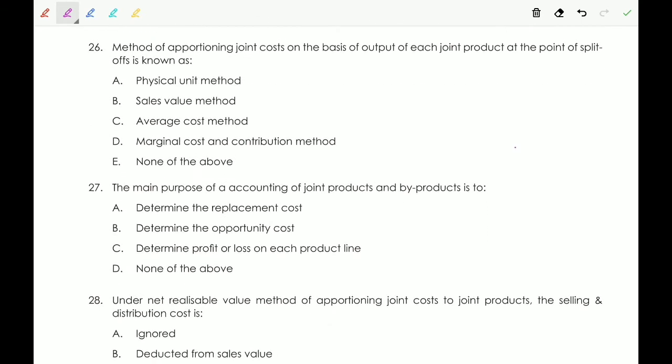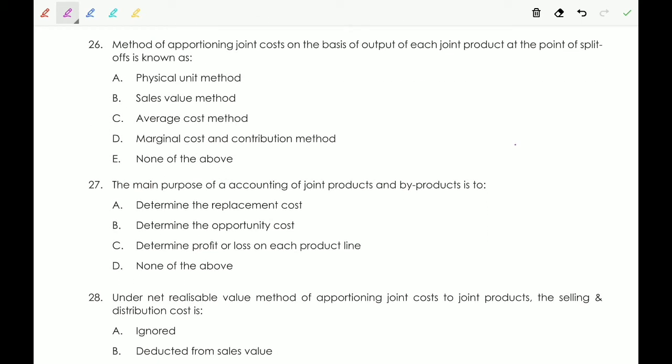Next 26. Method of apportioning joint cost on the basis of output of each joint product at the point of split off. So at the split off point, what is the term? Method of apportioning joint cost at split off point. So physical unit method, okay, this method is there. Sales value method. So on the basis of output, so output means physical unit method. So the answer is A.